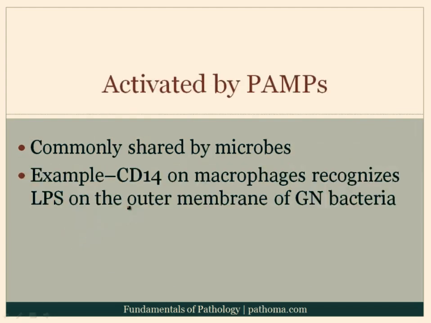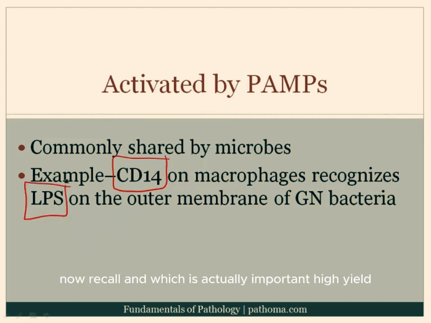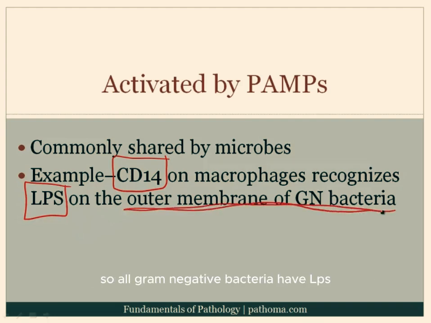In this particular case, the classic example, or one of the very high-yield examples, I should say, is something called CD14. CD14 is a toll-like receptor, and it is present on the surface of macrophages, and it has the ability to recognize lipopolysaccharide, or LPS. Now recall, which is actually high yield, that LPS is on the outer membrane of gram-negative bacteria. So all gram-negative bacteria have LPS on their outer membrane. So LPS is sort of like a PAMP. It's a pathogen-associated molecular pattern, and it is recognized by CD14.